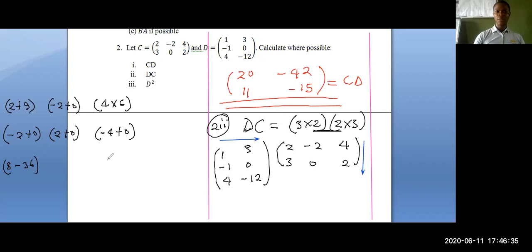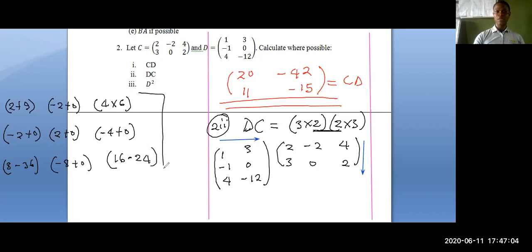All right. 4 times minus 2. This will now come on this column. It will give us minus 8. And minus 12 times 0 gives us 0. All right. And of course, 4 will come now. 4 times 4 gives us 16. Minus 12 times 2 will give us minus 24. All right, so we have this minus 24.